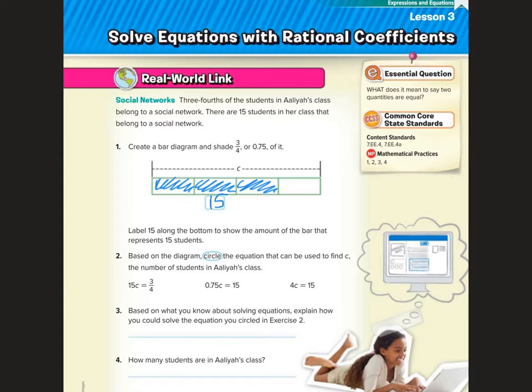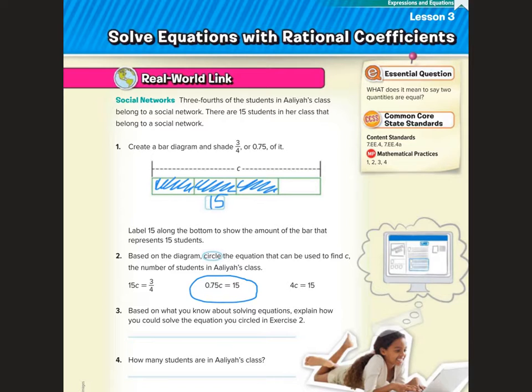2. Based on the diagram, circle the equation that can be used to find C, the number of students in Aaliyah's class. So we're looking for something like 3/4 of C equals 15, or 75% of C equals 15, or 75/100 of C equals 15. Remember that of means multiply. So 75/100 C equals 15.